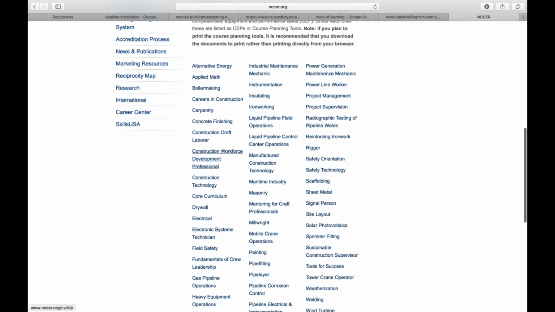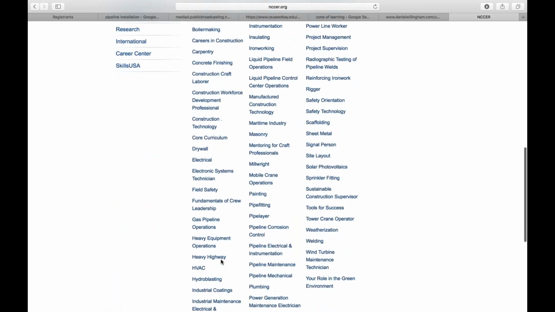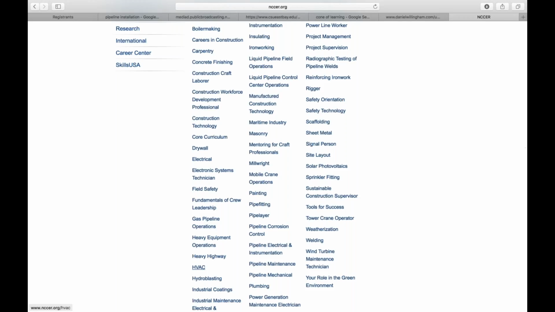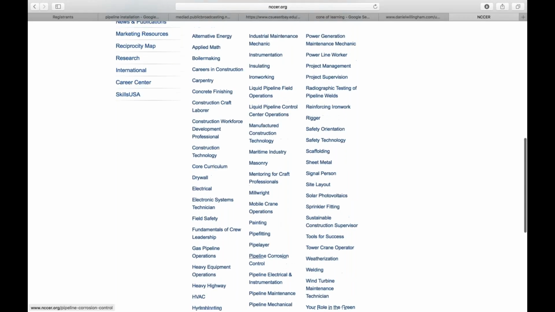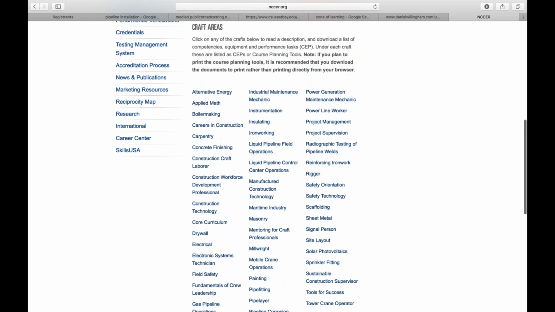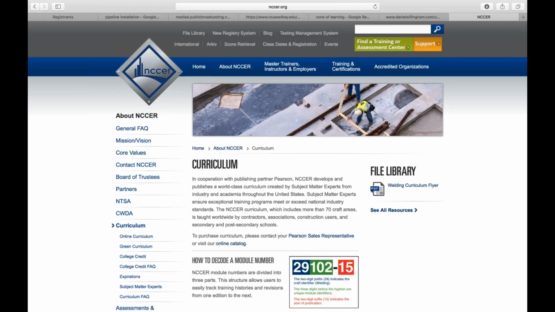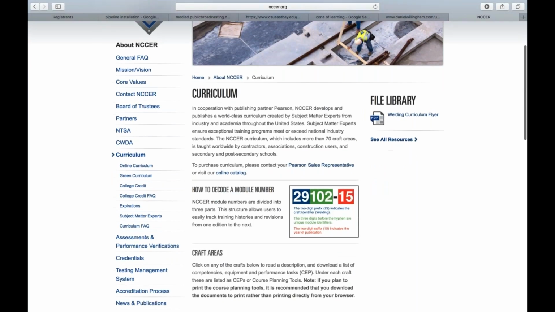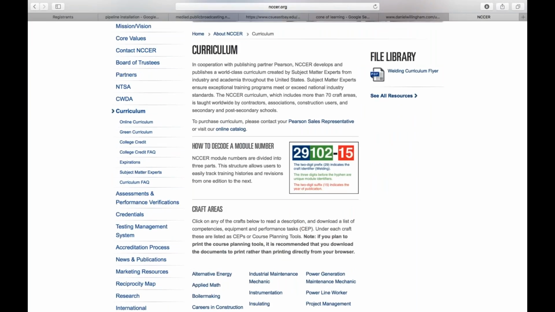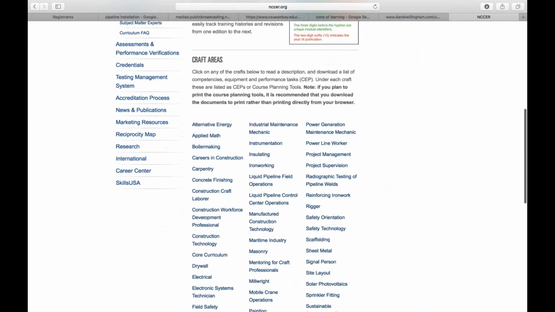All these materials, all these different lists you see here. Anything from carpentry, drywall, electrical, gas pipeline operations, heavy highway, HVAC, hydroblasting, plumbing. This is just to name a few. Pipe fitting, painting, pipe layers. These are all different riggers, signal persons. These are all different crafts that NCCER has as well, folks. Most of us in our industry know NCCER more for the safety, but actually they're a much bigger outfit. Their primary focus was craft training, and then of course they incorporated the safety programs, the CSST and CSSS programs, into it. So there you go. There's the different craft areas.